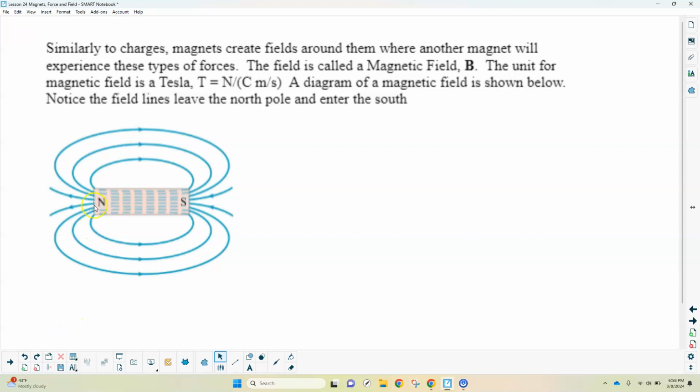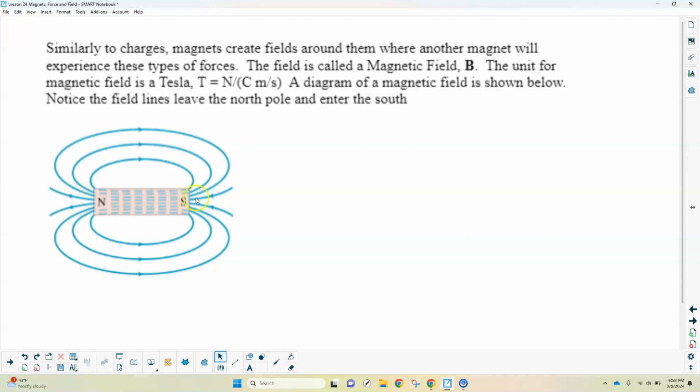If we have a bar magnet here, it creates a field around it. If you look at this picture, the symbol for a magnetic field is B, capital B, and the unit for it is a Tesla, which is a Newton per Coulomb meter per second. And this is a diagram for the North Pole. The field lines leave the North Pole and enter the South.